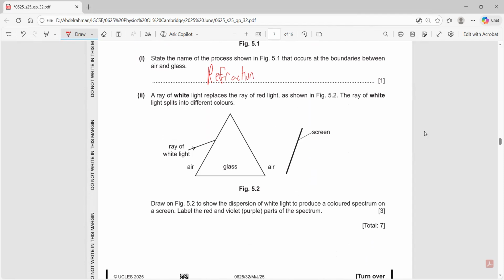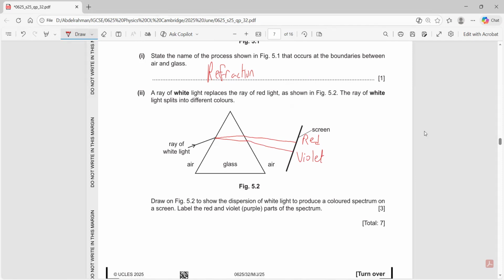Can I draw the dispersion? Yes, I can draw the dispersion. You can say, for example, that this is the red light and this would be the violet light, not the purple. Okay, and then as it goes out, let me draw it a little bit more accurately. Okay, it spreads even more. This is the red light, and this is the violet light. Roy G. Biv. Red is the least refracted, and violet is the most refracted.